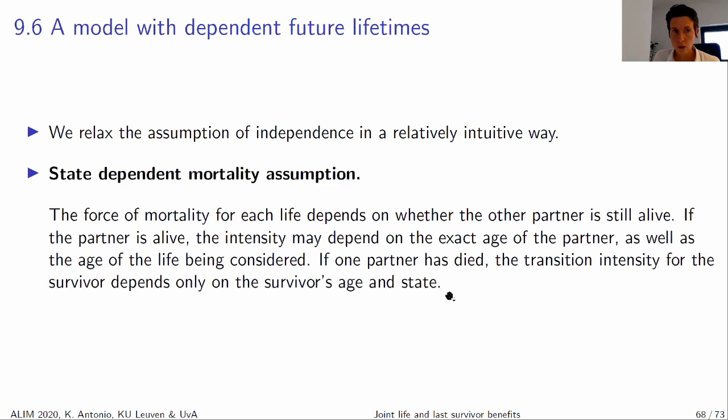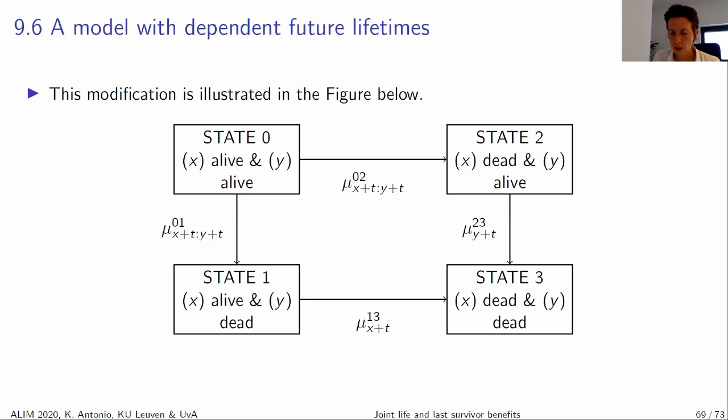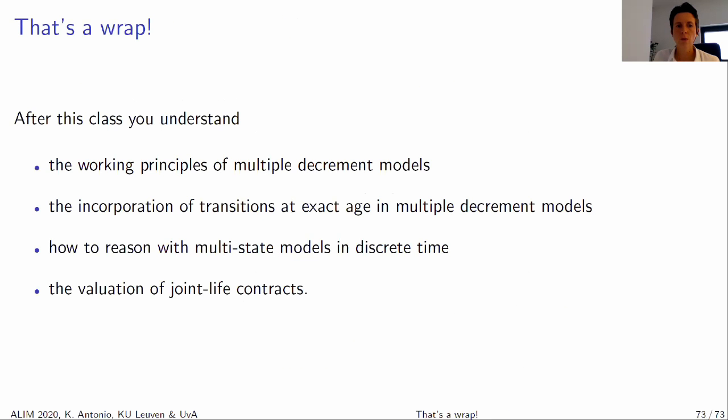Okay. So I suggest that you take a look at the remaining sheets. I think I'm going to conclude here with the promise to return to these examples or to this framework next week and to cover a few extra illustrations, either with R or with pen and paper. That will be the topic of next week's session, right? So what did we cover today? The working principles of multiple decrement models, transitions at exact ages, reasoning with multi-state models in discrete time, Chapman-Kolmogorov equations, and then the valuation of some typical joint life or last survivor contracts.